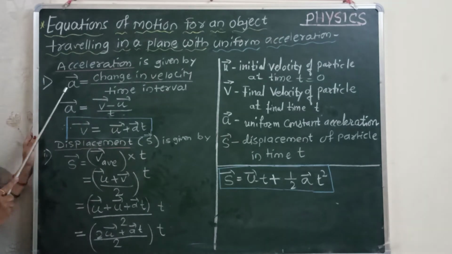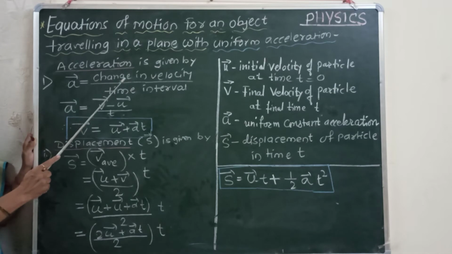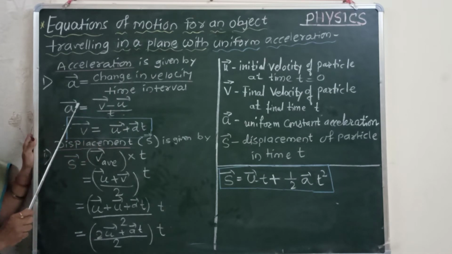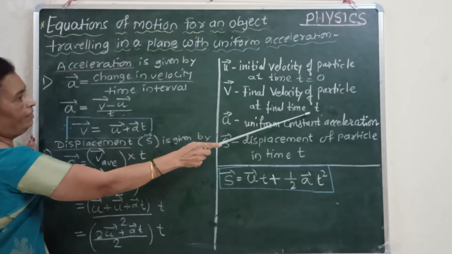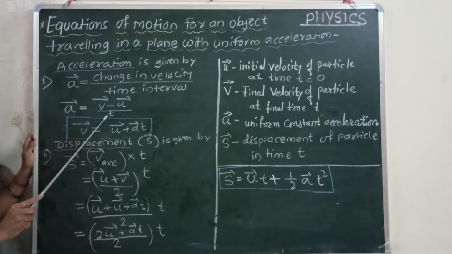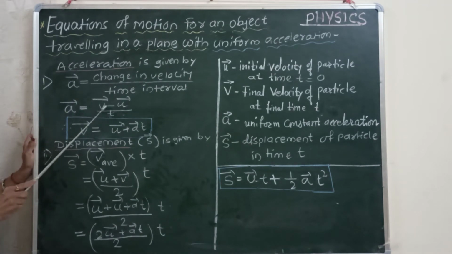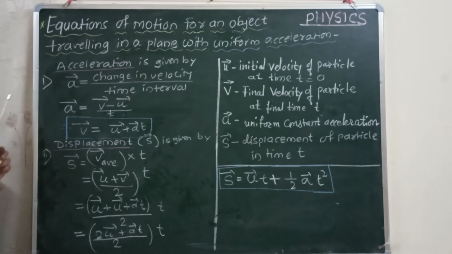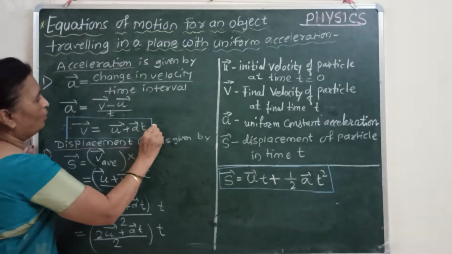So using that we can find the first equation of motion which is related to the final velocity of the particle, and this equation you can find by using the formula: acceleration is equal to change in velocity upon time interval. That is change in velocity means final velocity minus initial velocity upon time. Final time is t, initial time is 0. So the time interval is t minus 0, that is t. By rearranging the terms in this equation, you can get the equation v is equal to u plus at. This we say is the first equation of motion.